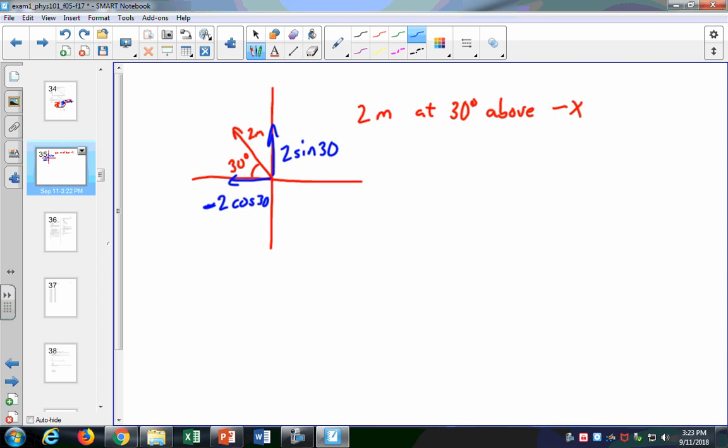It always helps to draw your vectors. Take that extra 15 seconds to draw out the coordinate system and then draw the vectors. That's how you know.